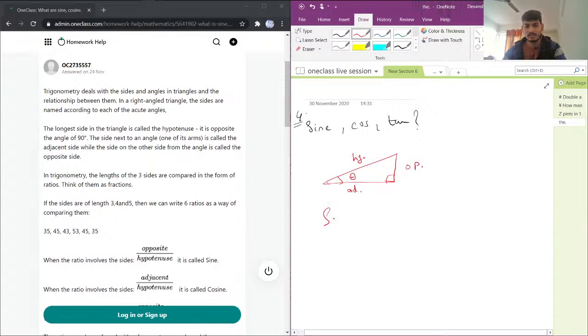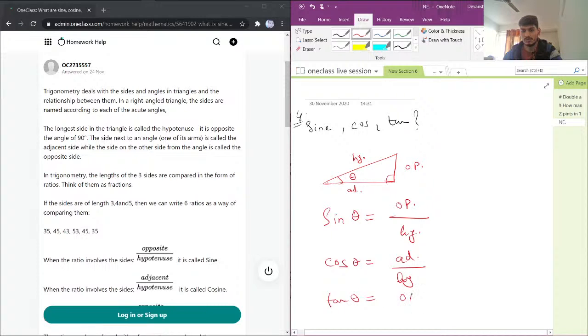So basically sine of theta gives the ratio of the side which is opposite to the angle, so it will be opposite over hypotenuse. The cosine of any angle will give the ratio of the side which is adjacent to the angle to the hypotenuse. So that will be adjacent over hypotenuse, and then we have tangent of theta. Tangent of theta is the ratio of opposite side over adjacent side.